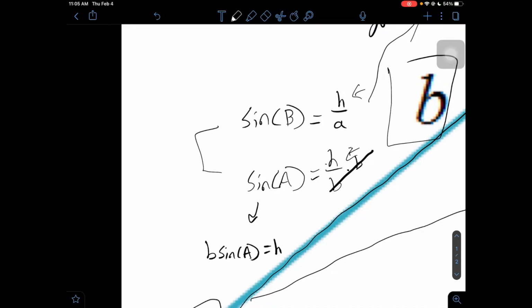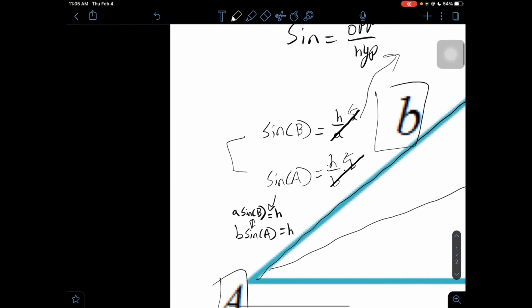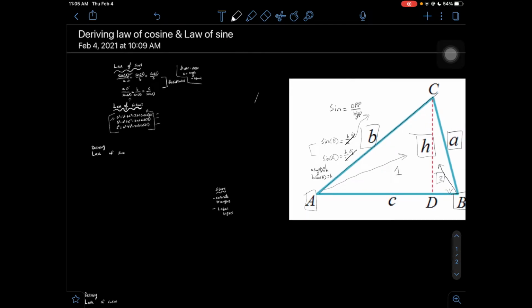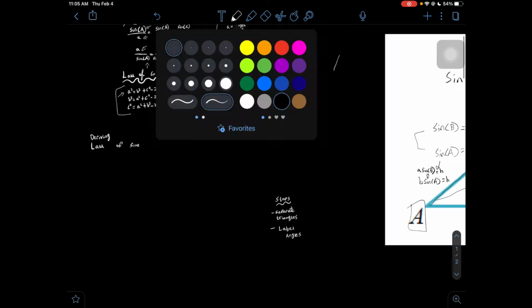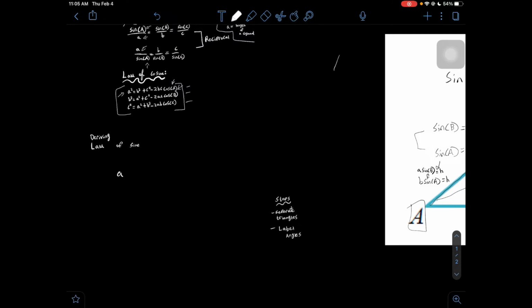Then we multiply by a, so a is eliminated on the right. We add a as a coefficient of sine of B on the left, which leaves us with a sine of B equals h. If two things equal the same thing, that just means these two equations equal each other. So let's go back to our main area and start writing. We have a sine of B equals b sine of A.